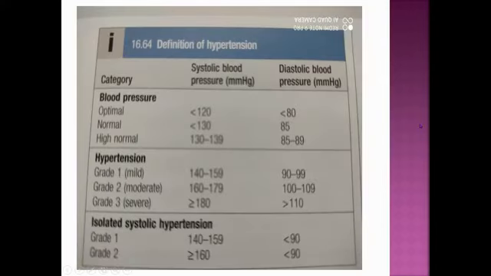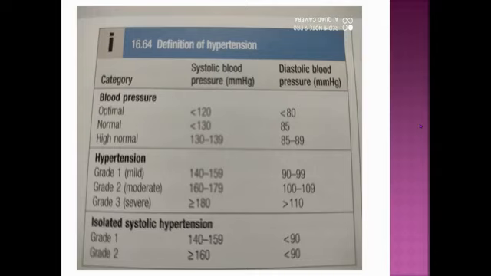I have taken some pictures from Davidson medicine, and I hope you all have Davidson's textbook of medicine, and you will find it in this book. The British Hypertension Society has given some definition and classification of hypertension. Optimal blood pressure should be, for each and everybody, 120/80 millimeter of mercury or below this.